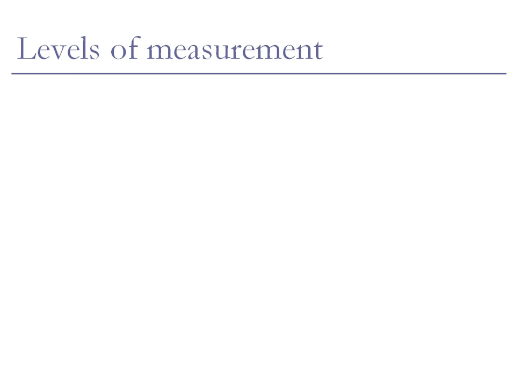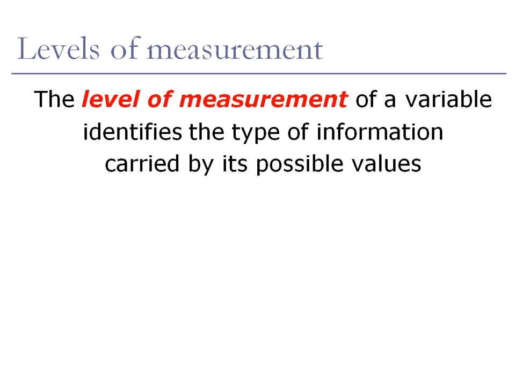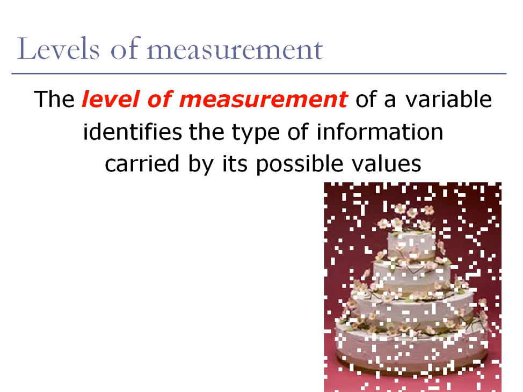What is the level of measurement of a variable? Well, in a nutshell, the level of measurement identifies the type of information that is carried by its possible values. Again, there is a lot of interplay between variables and their values. So we're starting from this one. When we look at a variable and we think about what are its possible values, we have to ask what kind of information do those values convey. Let me give an example.